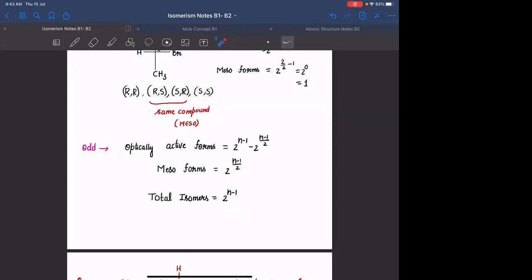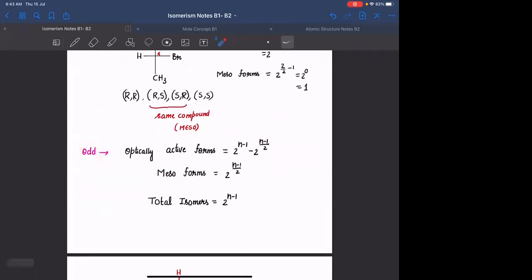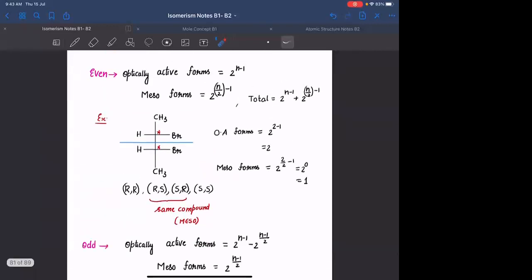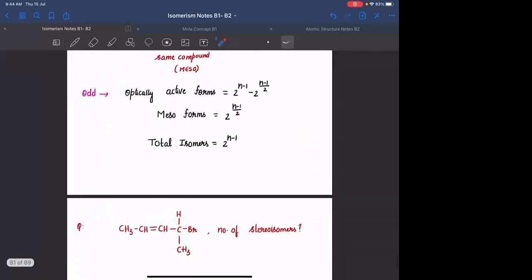Okay. So the formula is easy to remember. If it is odd, the formula is easy to remember. It is 2 power n minus 1 total isomers. If they are asking individually the number of mesoforms and number of optically active forms, you need to remember the formulas. Okay. You can take the example as you can extend one more carbon. Okay. You can have H and Br. You can do the similar homework. See all the optically active forms and optically inactive forms, the mesoforms. Check for yourself.